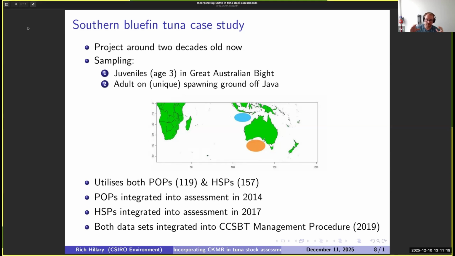So for SBT, it's fully embedded into the assessment, has been for a while, and it's also built into how the management of the stock is done via the management procedure. So it's a central long-term monitoring data set.